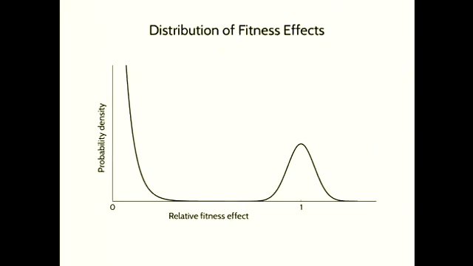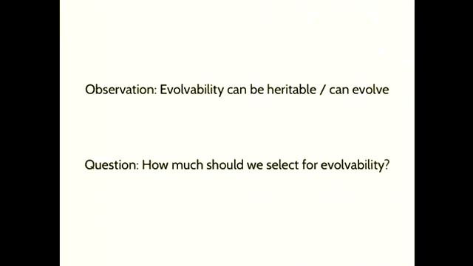Now, since evolvability is often defined in terms of this distribution of fitness effects, and this distribution partially comes from the mapping from genome to phenome, and the mapping from genome to phenome is partially determined by the organism itself or the organism's parent, then the observation is that evolvability is heritable and evolvability can evolve. Which leads to many questions, but my question is, how much should we select for evolvability?